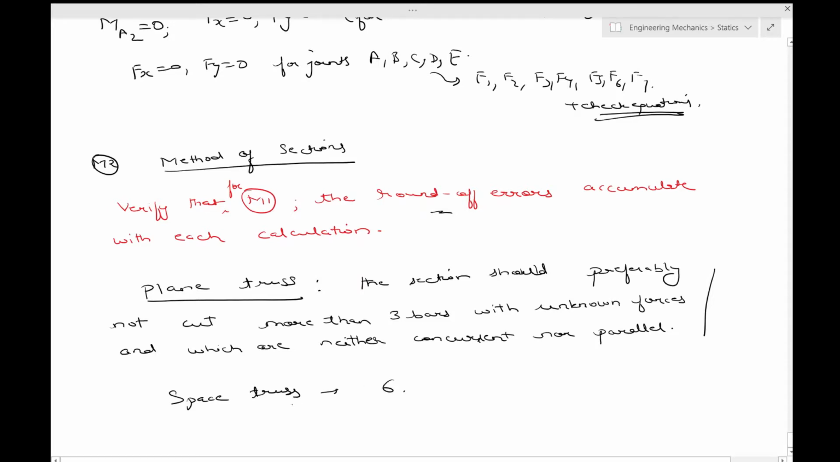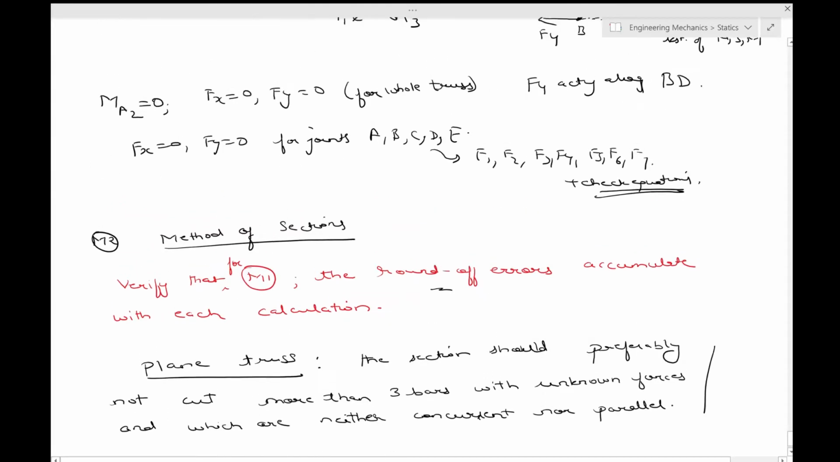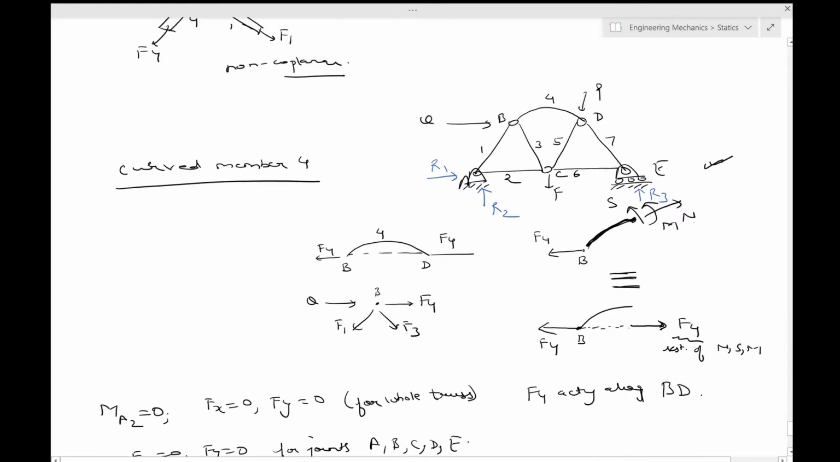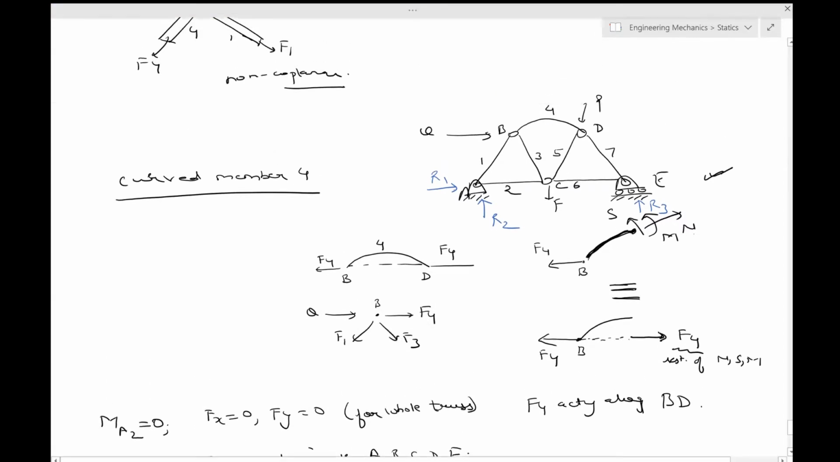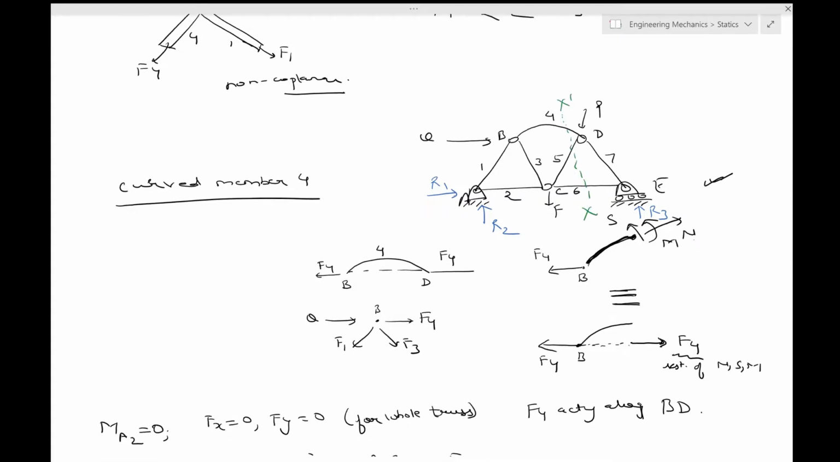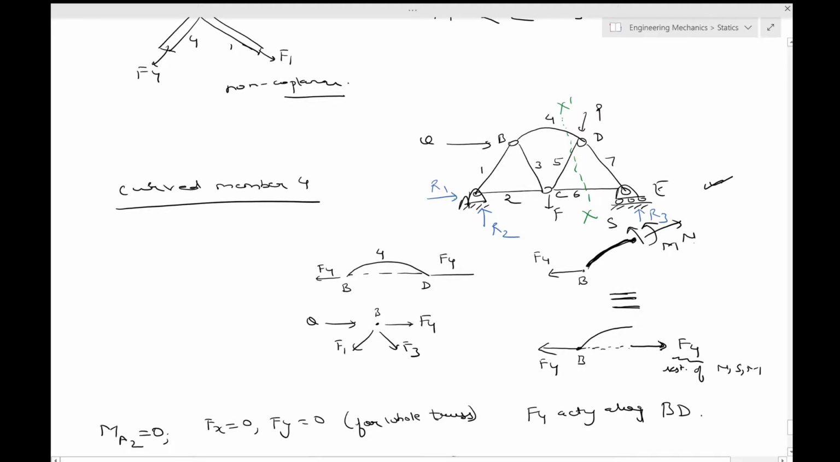the number is 6. Now if you consider this truss over here, one of the sections which we can draw is this one, x dash, which is shown in green color. Now we can use this to find forces in members 4 and 5.